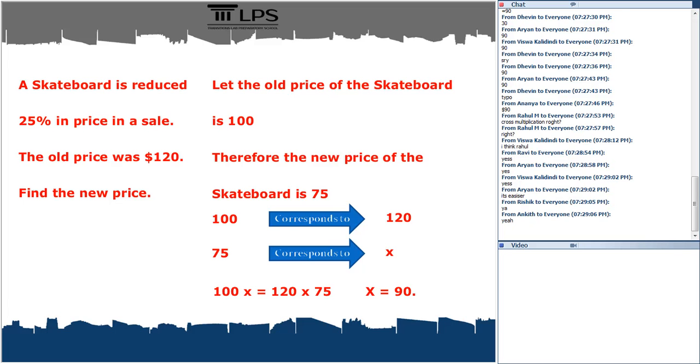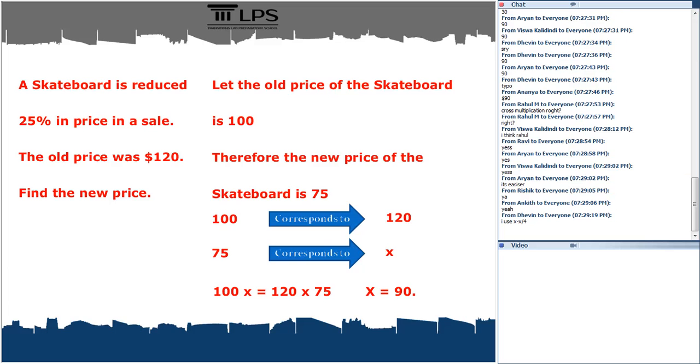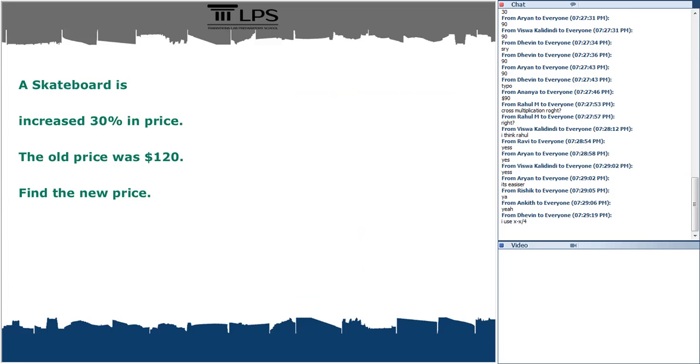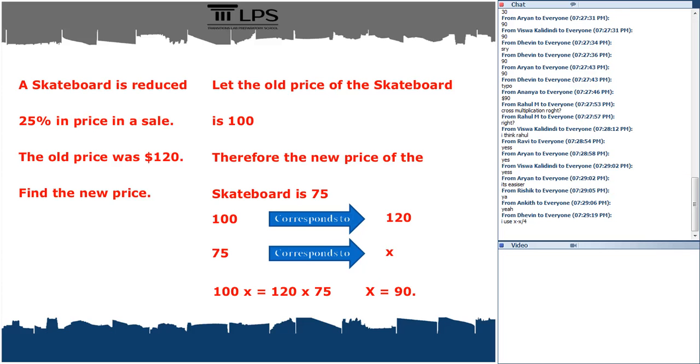Based on the same idea, I have changed the question slightly. Instead of saying reduced, this time I have made it increased by 30%. Can you use the same method to find the answer? This was the method I used. I started off by saying let the old price be 100. So the new price is going to be 75 because it will be 25% less. And then I used a simple cross multiplication to get the answer.